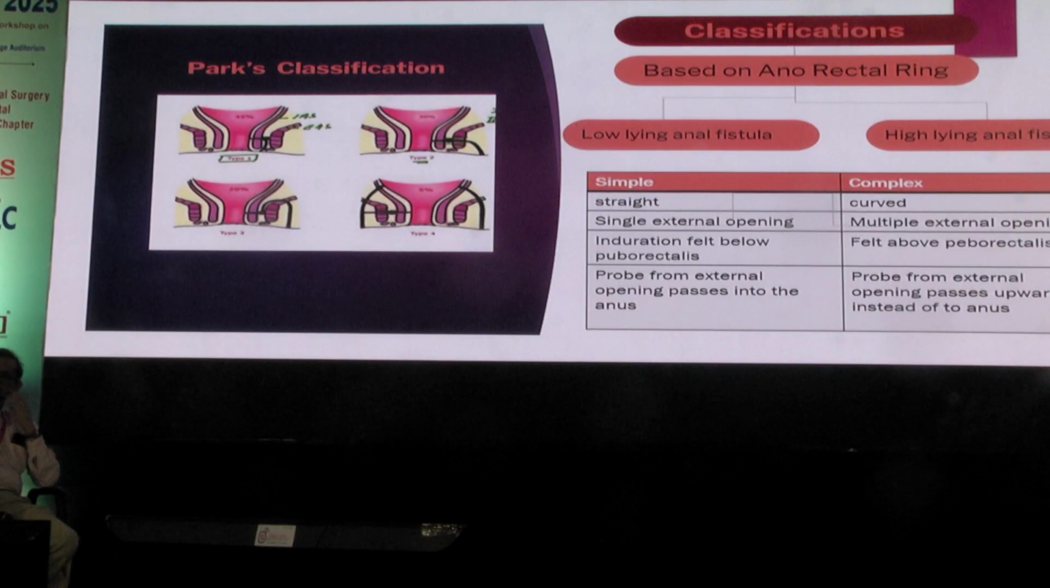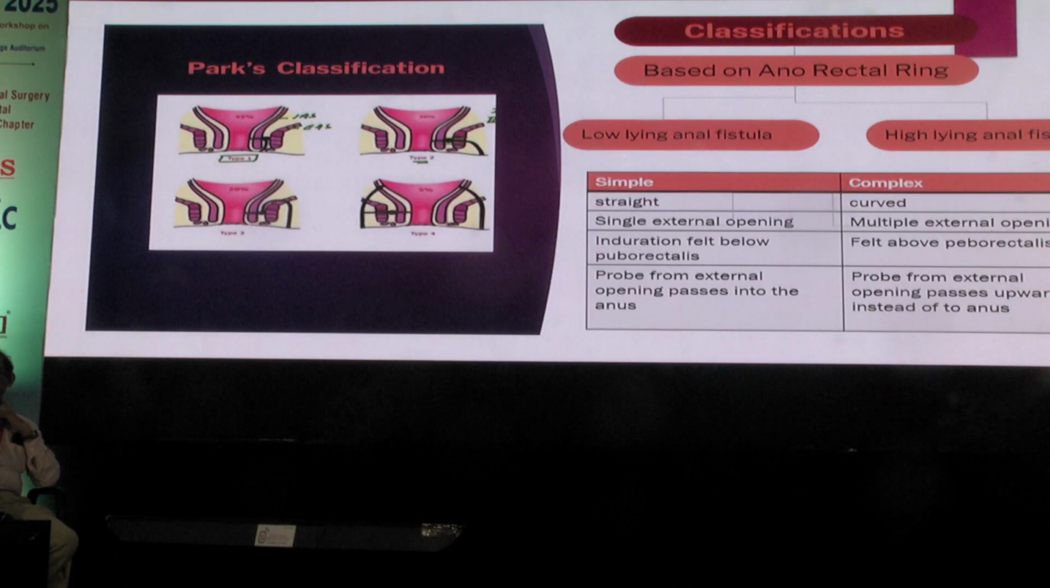There are two types of fistulas: simple fistulas and complex fistulas, and based on the anorectal ring they are further classified as low-lying anal fistulas and high-lying anal fistulas. In simple fistulas, the tract is straight with a single external opening. Induration is always felt below the puborectalis on clinical palpation, and when the probe is passed from the external opening, it passes directly into the anus.